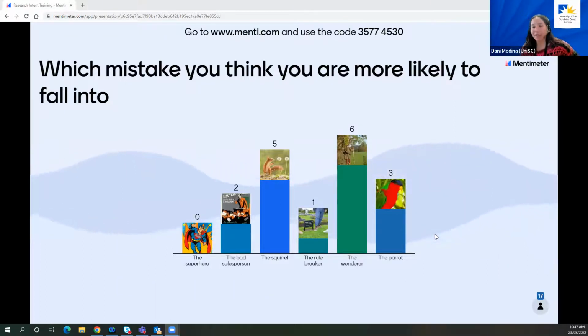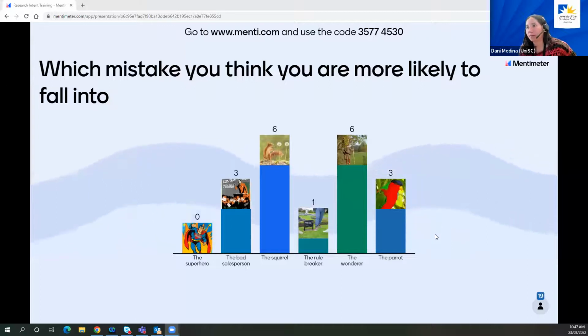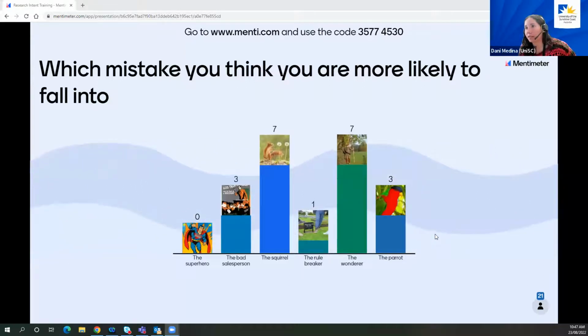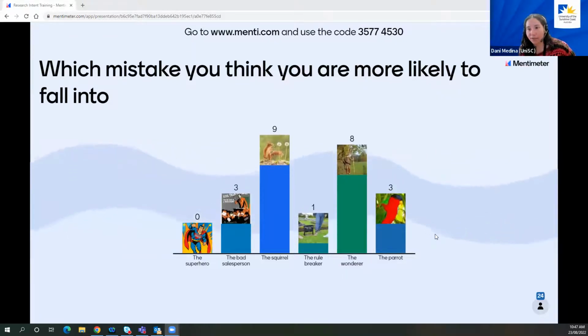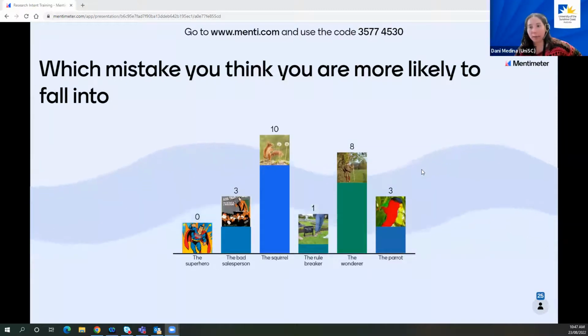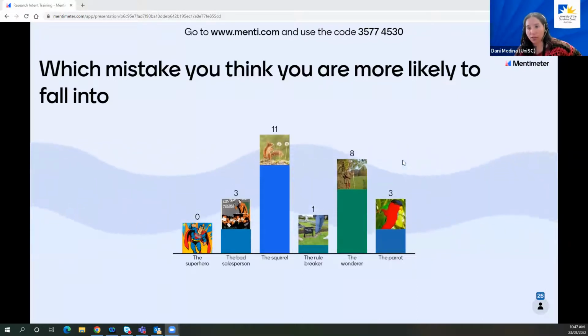Oh, good to see some fellow squirrels and wanderers out there. Again, really common mistakes we all do. Good to see people in the crowd are not much into breaking rules or having big egos and being the superhero researchers. But look, really interesting. I think those two types of mistakes are quite common in the work that I read and review, and as I said, in my own work as well. So it's always good to be reflective about things you can improve in your own work. Okay, so that was that.